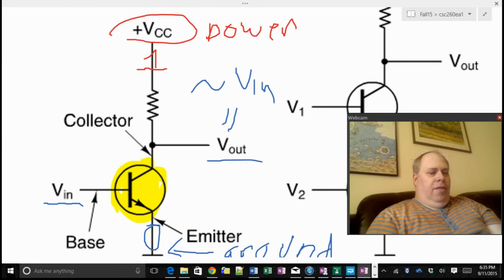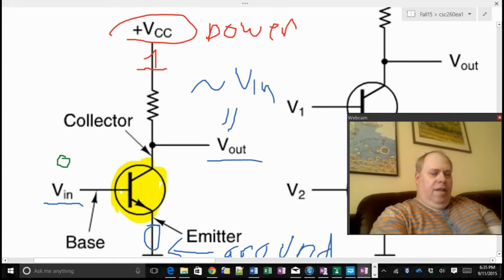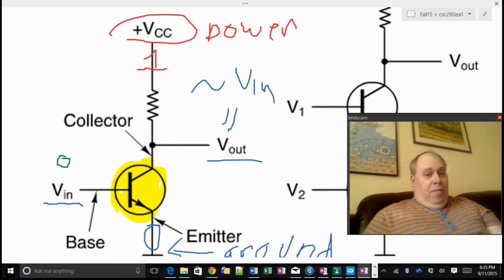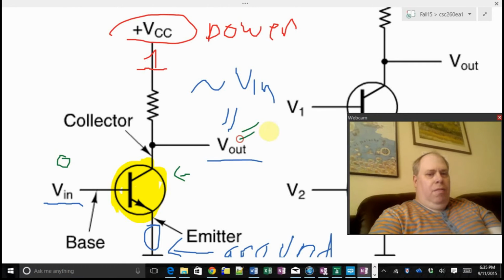So if V in is 0, the gate is closed. Remember what we said, transistors are gates? That means the transistor is a resistor. It's totally stopping any connection with the 0. So V out connects with the 1.